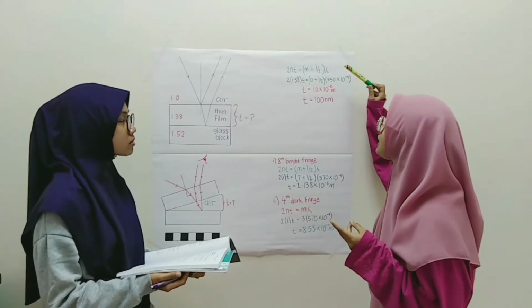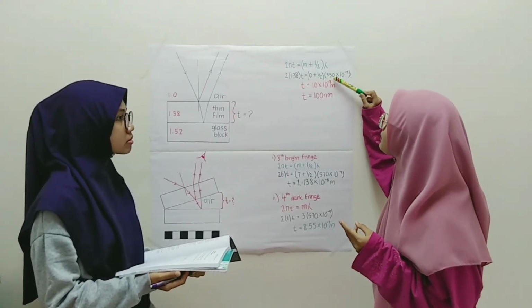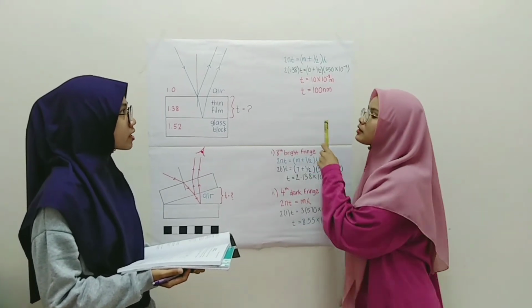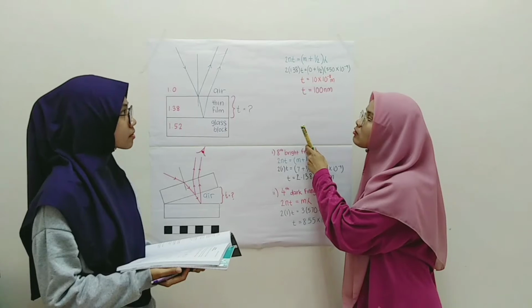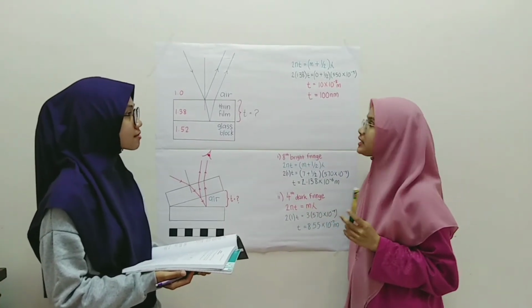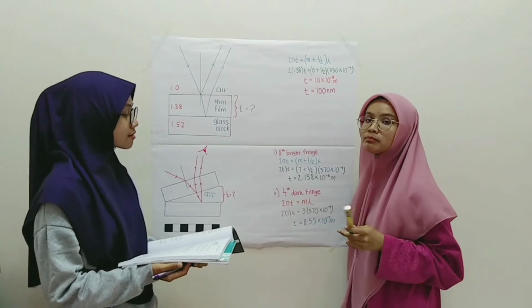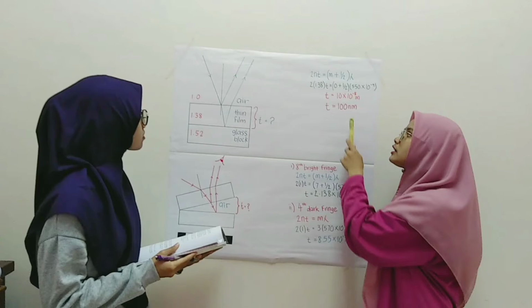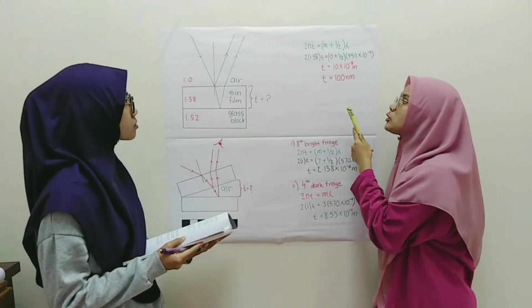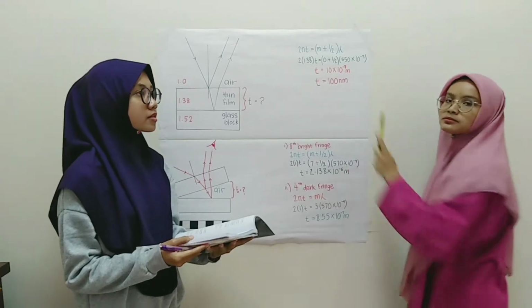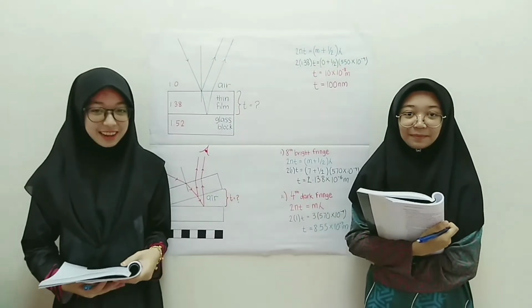And for the wavelength we use 550 times 10 to the power of negative 9. So when we solve the equation, we get t equal to 10 times 10 to the power of negative 8 meter. So when we change into nanometer, we get t is equal to 100 nanometer. So that's the answer.